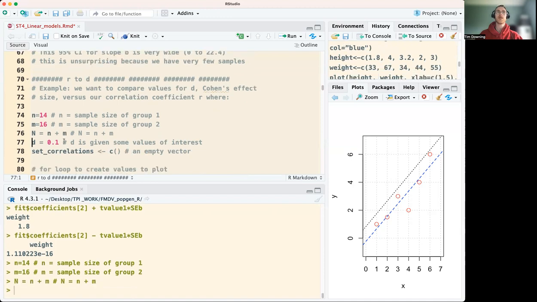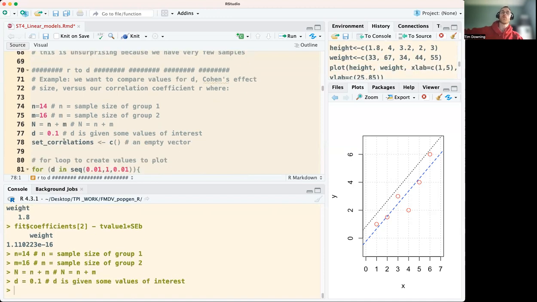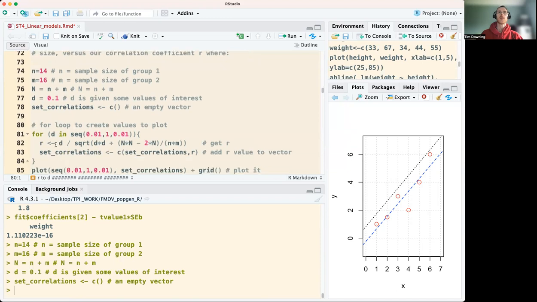We have the total sample size n, and our d value is starting at 0.1. We don't need that initially at the start, but then we do need an empty vector, set correlations, into which we store our d values, our corresponding correlation values when we compute them. So in line 82, what this is doing is computing a value for r based on d. So d is equal to 0.1 here. So it's scaled by the total sample size and the sample sizes of each of these groups. And it's looking at how the Cohen's d is scaled based on that.